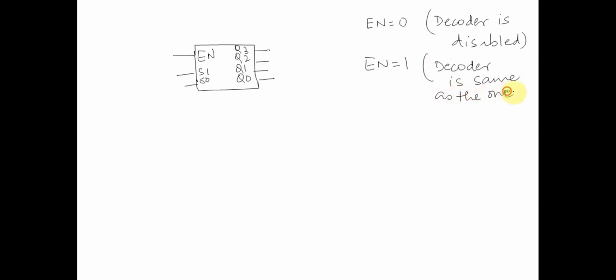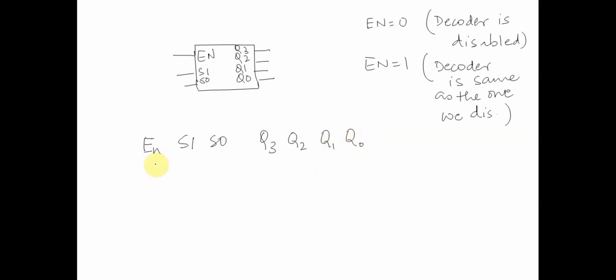So how does the truth table for this one look? We have three inputs, one being enable, one being S1, one being S0, and we have multiple outputs.